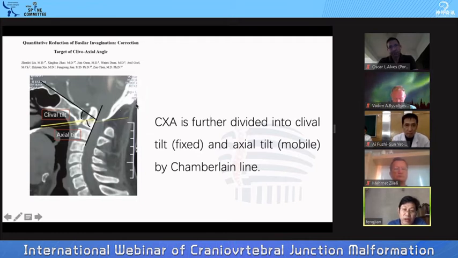recently a further study, and we divided the CXA into two parts by the Chamberlain's line, or a line parallel to the Chamberlain's line. So the upper part we named the clival tilt, composed by the clivus and the Chamberlain's line. Anatomically, this angle is fixed. And the lower part, composed by the Chamberlain's line and the axial line, is mobile. We call this angle the axial tilt.